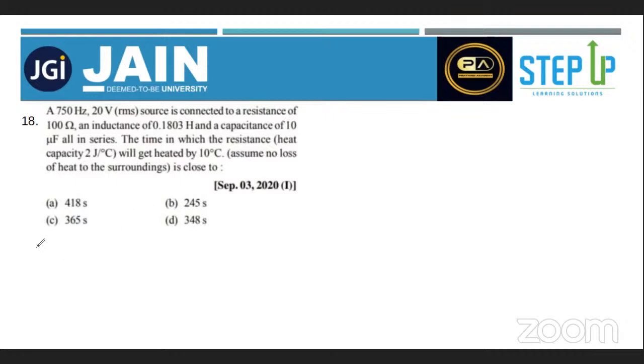What is given here is R, which is equal to 100 ohm. Then XL is given, so XL will be L omega. L is given as 0.1803 Henry, into omega, we can write it as 2 pi F. So 2 pi F, with F equal to 750 Hertz. To solve this will be something around 850 ohm.